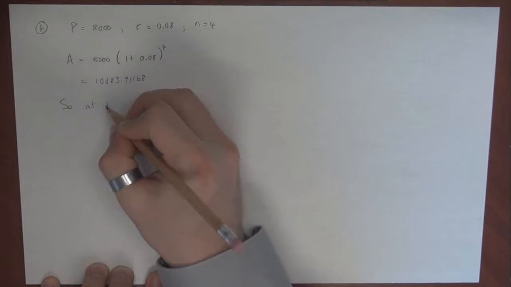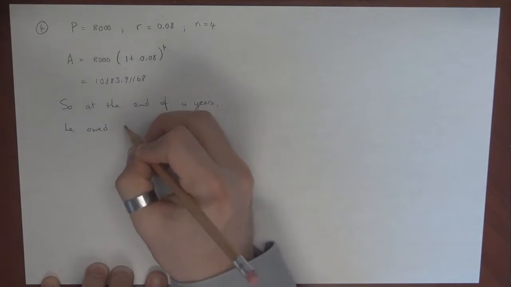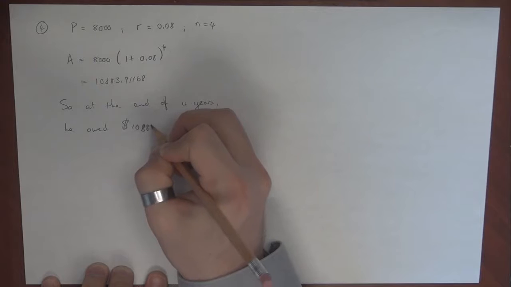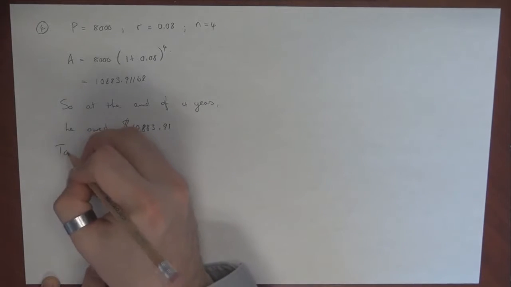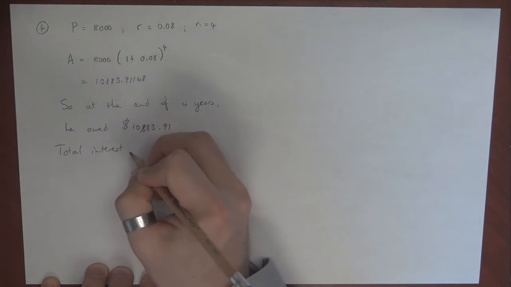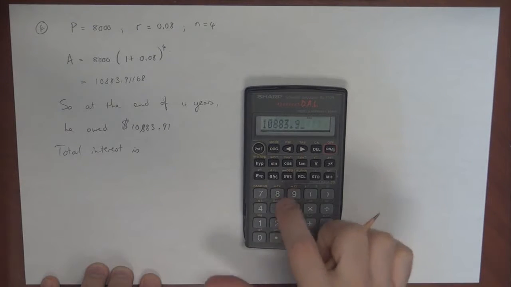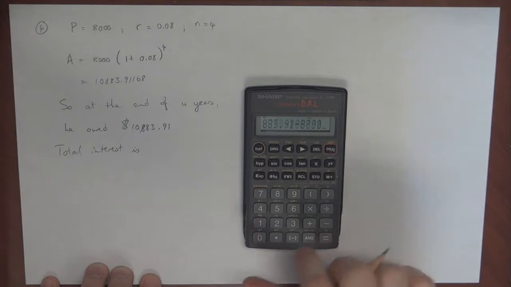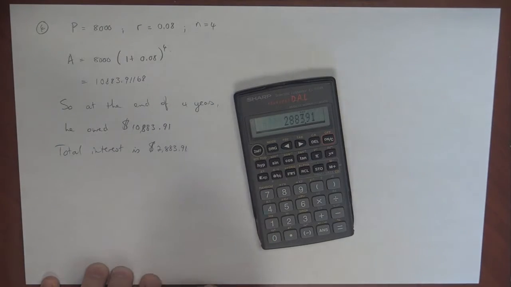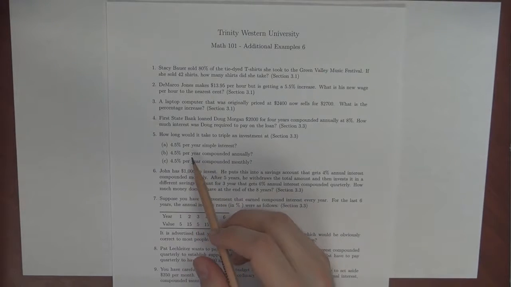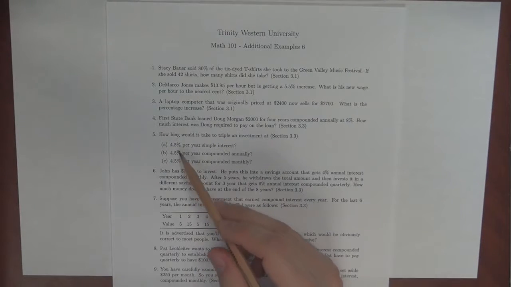So at the end of the 4 years, he owed 10,883.91, let's say. The total interest then is simply that answer, 10,883.91 minus my original 8,000, so 2,883.91.